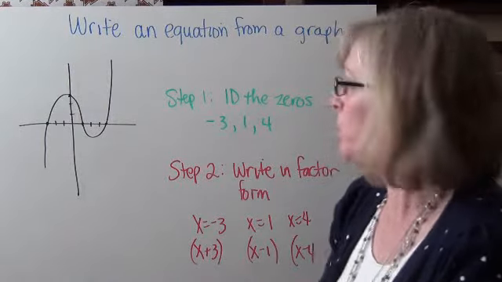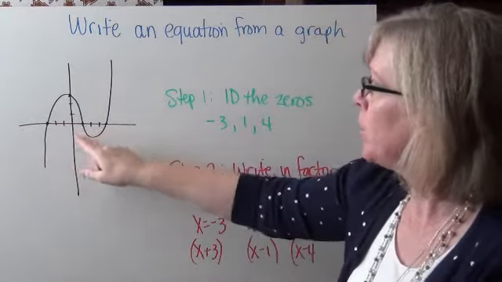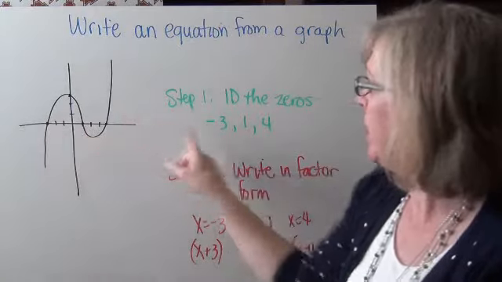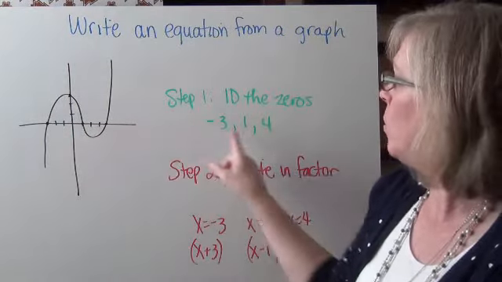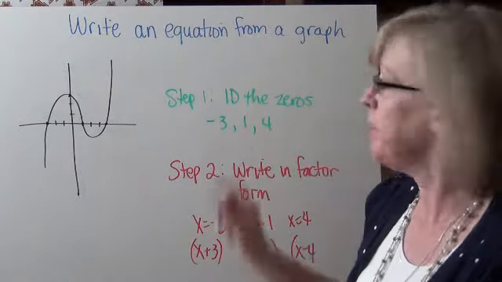So the steps are going to be, number one, identify the zeros. We know that the zeros are where the graph crosses the x-axis. So I see one here at -3, there's one here at 1, and there's one here at 4. Those are the zeros. Okay?